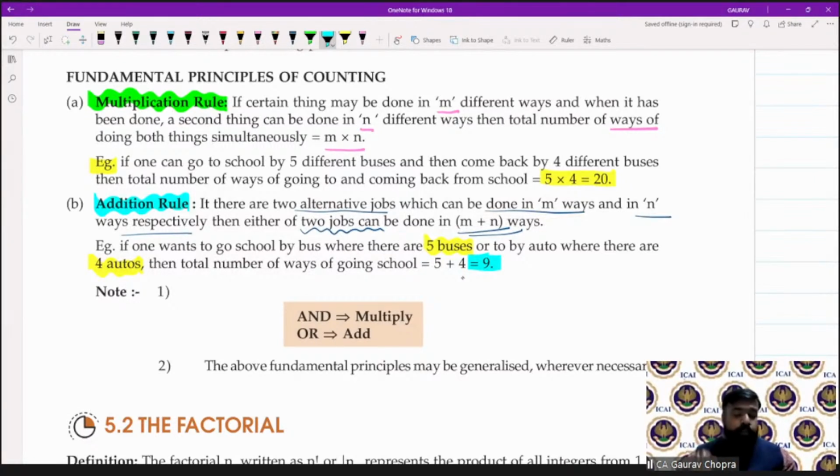Okay. So first of all, we are learning the basics, when to multiply and when to apply the addition rule. So in short, we can say that when "and" is written, first job and second job, when we have to perform both, then multiply. And if "or" is written, that means there is an option, either the first one or the second one, then we have to apply the addition rule.